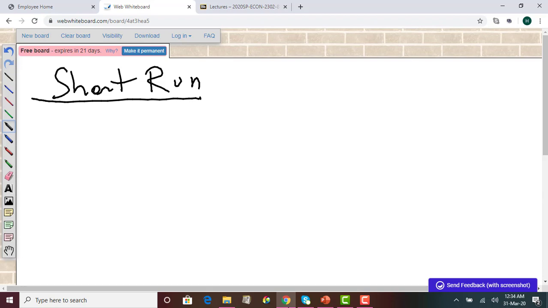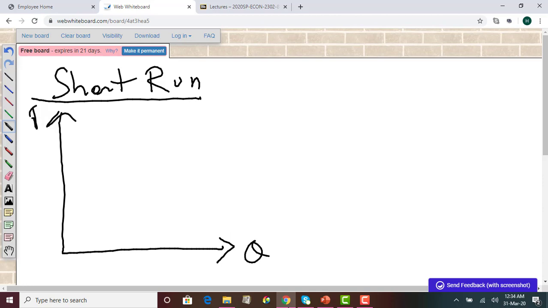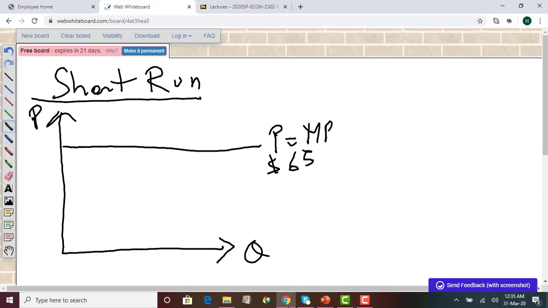So my curve, let's say, is given by this. That's quantity, and this is price. Now let's say we are given that the price, or demand, is equal to $65. Then let's say we are also given the marginal cost curve. Now remember, under perfect competition, price is also equal to your marginal revenue curve. So under perfect competition, let's say your marginal cost curve is given by this. And this is 700 units.